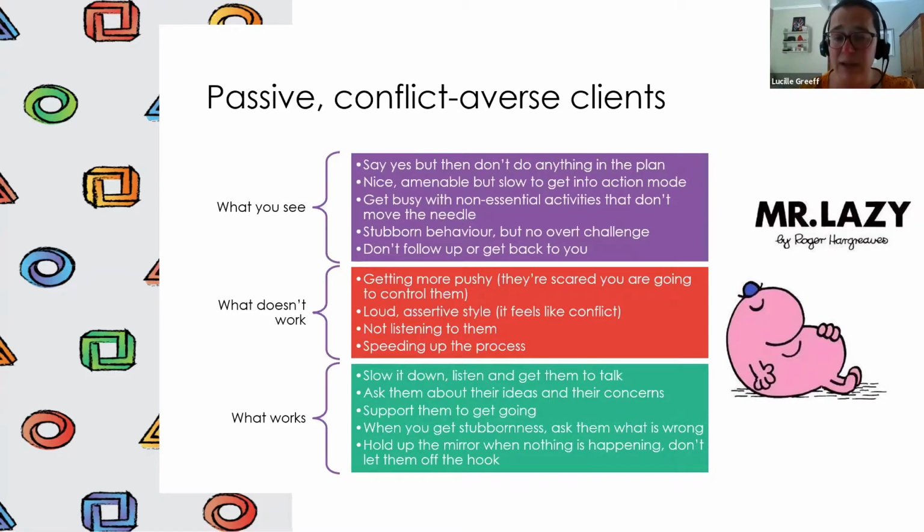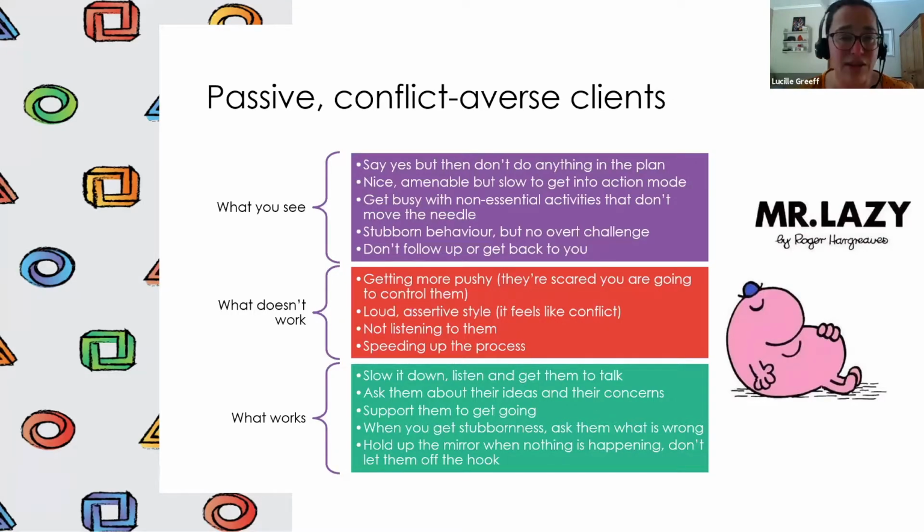And if it gets really bad, gently hold up the mirror and say, look, we've spoken about this marketing plan 3 times, and we're not moving forward. What's holding you back? This is the kind of tone that works with these kind of people. If you start pushing them and saying, look, do it now, they're not going to continue to enjoy working with you.